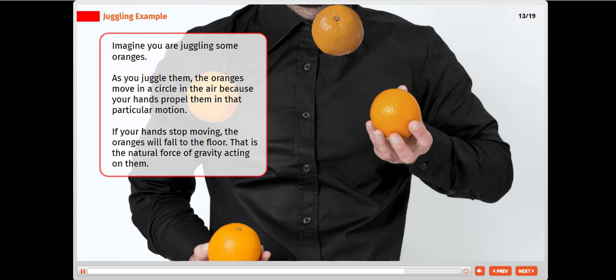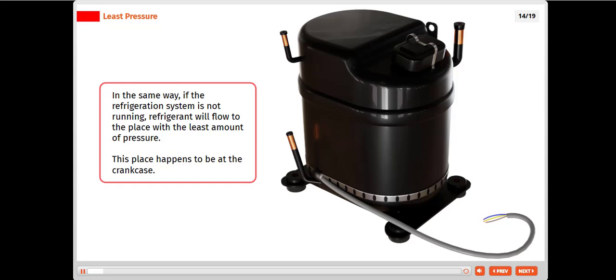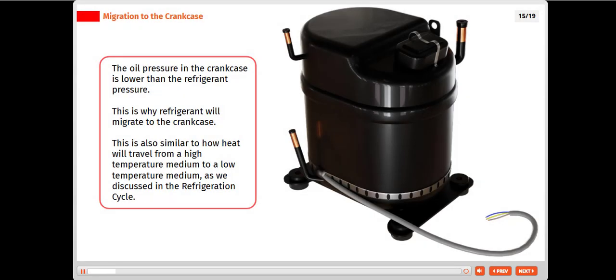In the same way, if the refrigeration system is not running, refrigerant will flow to the place with the least amount of pressure. This place happens to be at the crankcase. The oil pressure in the crankcase is lower than the refrigerant pressure. This is why refrigerant will migrate to the crankcase. This is also similar to how heat will travel from a high temperature medium to a low temperature medium, as we discussed in the refrigeration cycle.